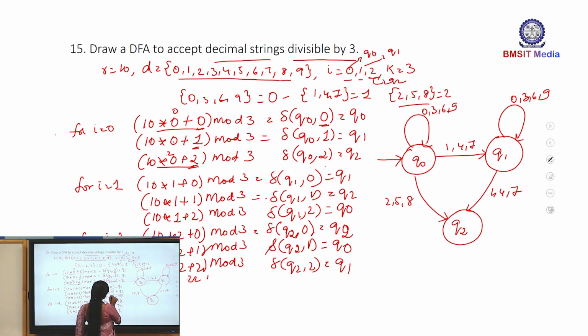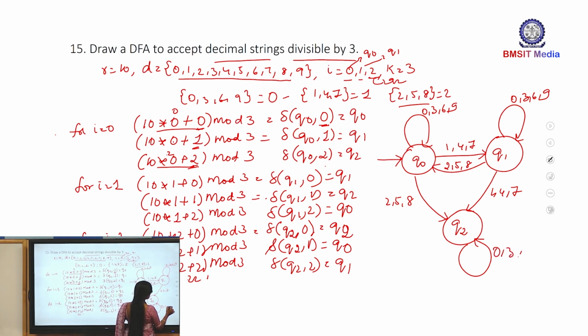And then Q1, on seeing a 2, makes a transition to Q0. So 2 is 2, 5 and 8. Right? I'm done with this. Now, let me come here. Q2, on seeing a 0, remains in the same state, which is 0, 3, 6 and 9.